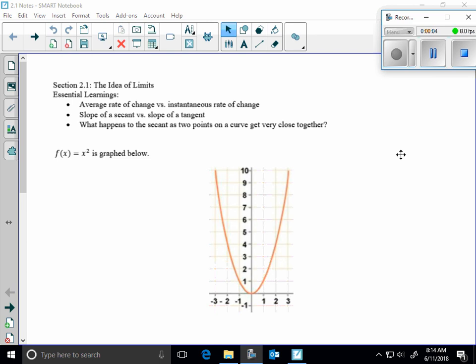2.1, idea of limits. Essential learnings are average rate of change versus instantaneous rate of change, slope of the secant versus slope of the tangent, and what happens to the secant as two points on the curve get very close together.